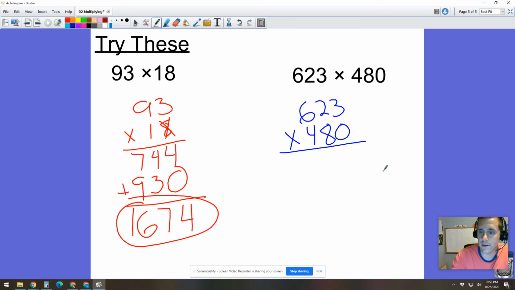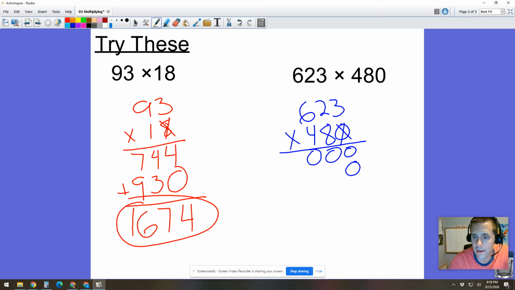Starting multiplication with the 0. Love multiplication by 0. Here we go. 0 times 3 is 0. 0 times 2 is 0, and 0 times 6 is 0. Piece of cake. We are done with that 0. Cross it out. To hop over to that 8, we're adding an additional 0 because we've hopped over a place value to get to the 8.